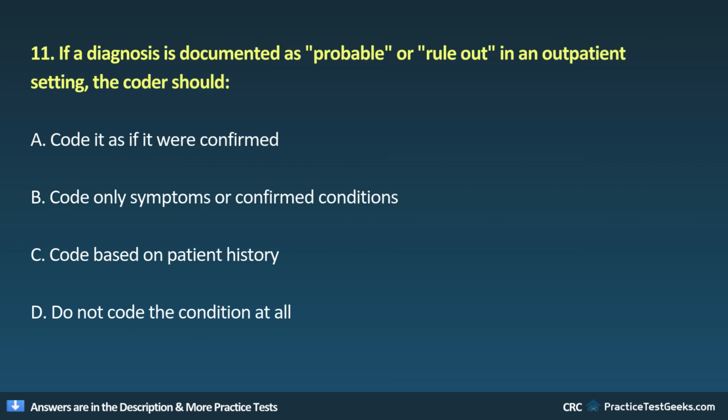11. If a diagnosis is documented as probable or rule out in an outpatient setting, the coder should: A. Code it as if it were confirmed. B. Code only symptoms or confirmed conditions. C. Code based on patient history. D. Do not code the condition at all.